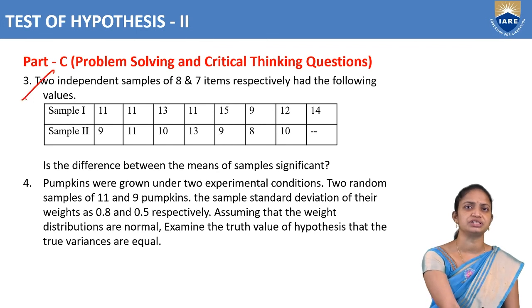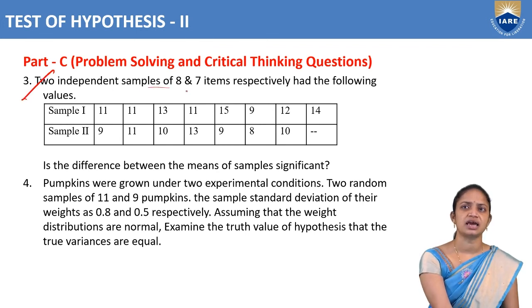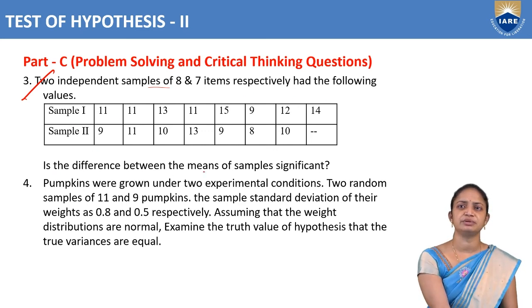So coming to the next question, the third question: the samples of 8 and 7 items respectively had the following values, sample 1 and sample 2. Is the difference between the means significant?